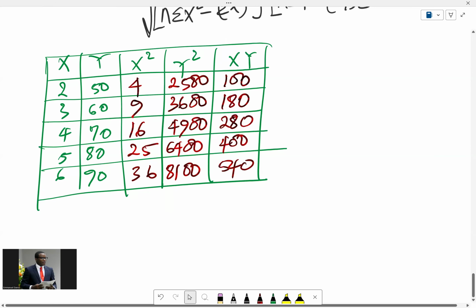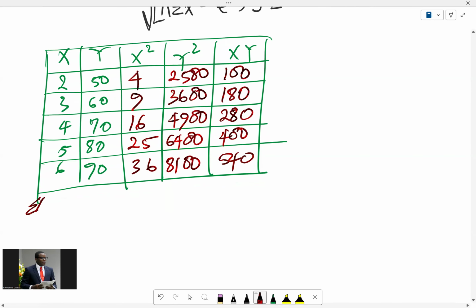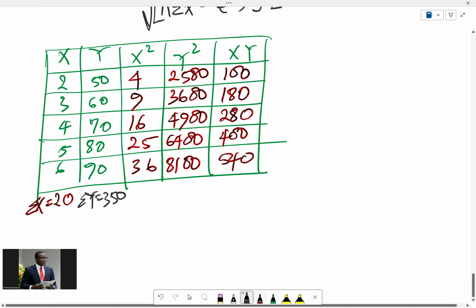So you can now sum up all those things. Summation of X is 2 plus 3, 5, 5 plus 4, 9, 9 plus 5, 14 plus 6, that's 20. Then you need summation of Y, that is 50 plus 60 is 110, plus 70, 180, plus 80, 260, plus 90, 350.